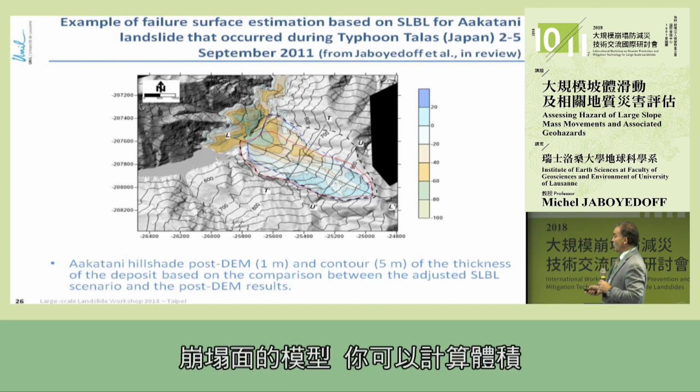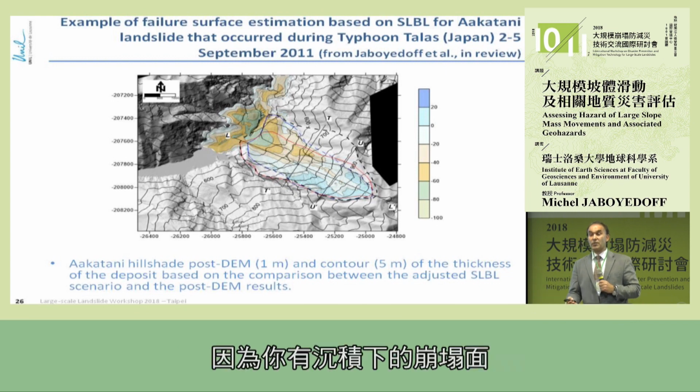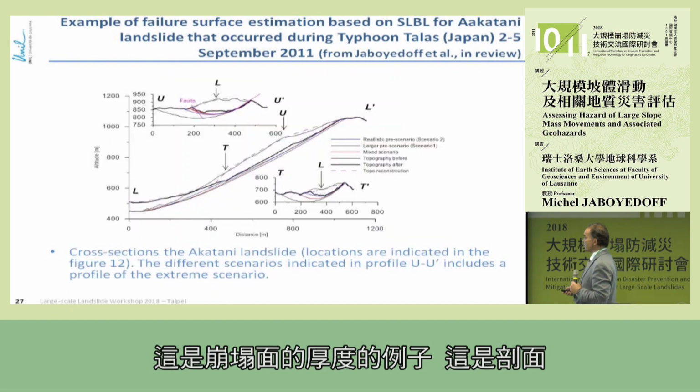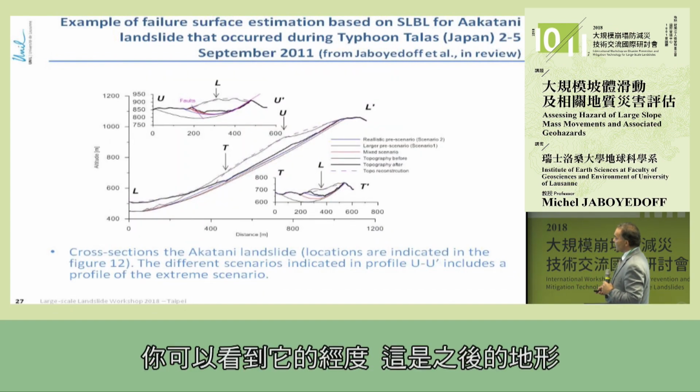And this is now, because you have a sort of model of your failure surface, then you can calculate your volume, because you have the failure surface below the deposit. Here is the example of the thickness above the failure surface. So this is the cross-section. You see the longitudinal cross-section.